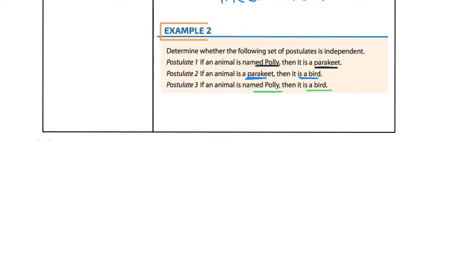That's like me, if I hadn't even said postulate 1 or postulate 2, saying there's an animal there, his name's Polly, so it's a bird. Unless you were given postulate 1 and postulate 2, you would not be able to say that postulate 3 was true. So these are not independent. Okay, postulate 3 was composed based on postulate 1 and postulate 2.